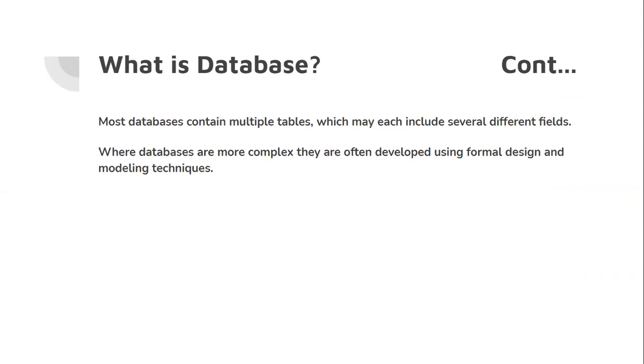Now if we continue about the database, there are some other specified databases, and most databases contain multiple tables which may include several different fields in it. Like we need to store a numeric field, it can be an account number, student roll number, marks, age. There can be a string field like the student name, person name, business name, the category.